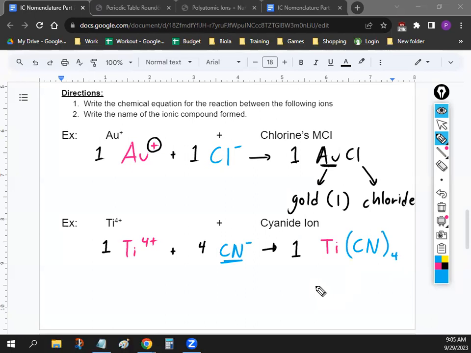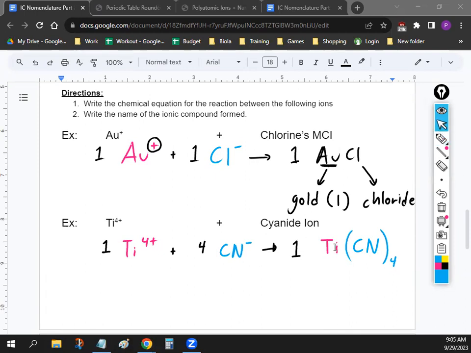Okay, I know the parentheses can get a little bit tricky, and that's why I always recommend just write the 2 things next to each other and then add the parentheses and stuff later, just because it makes it a lot easier. So 1 Ti, so you write Ti once. You need 4 of these, so you put the whole thing in parentheses and put a 4.